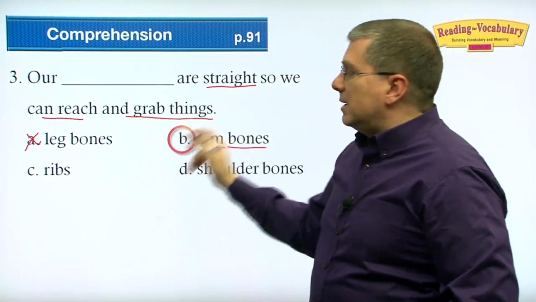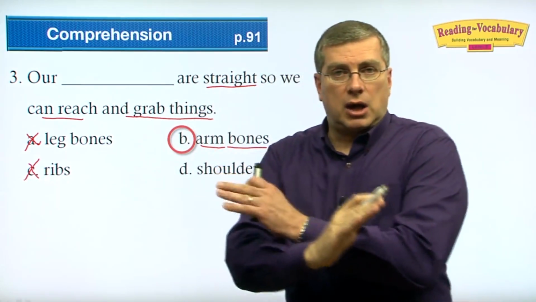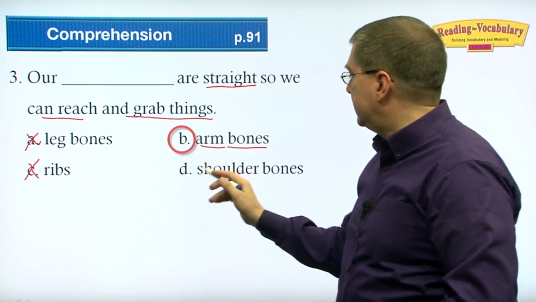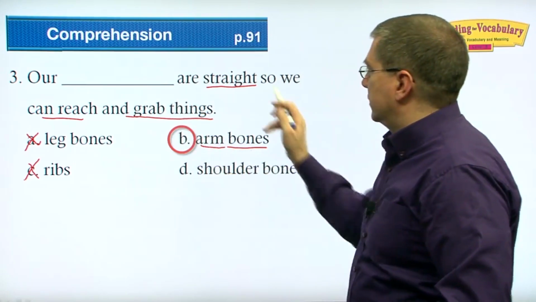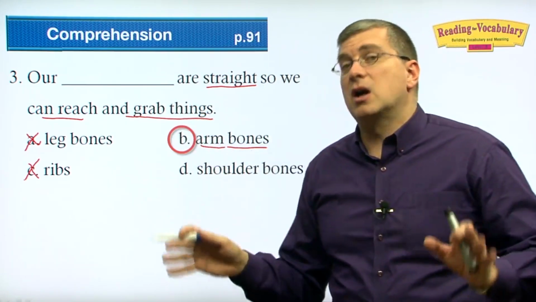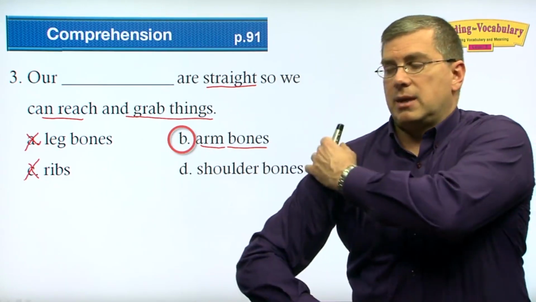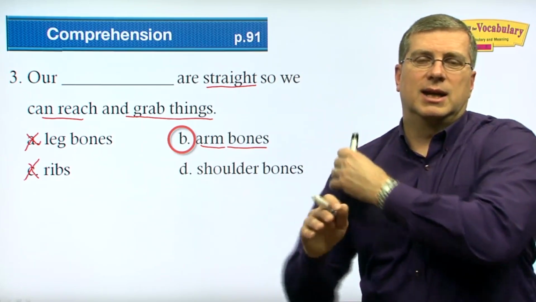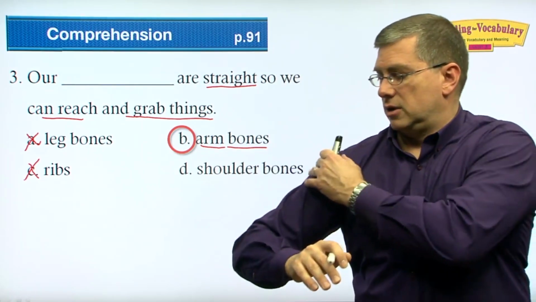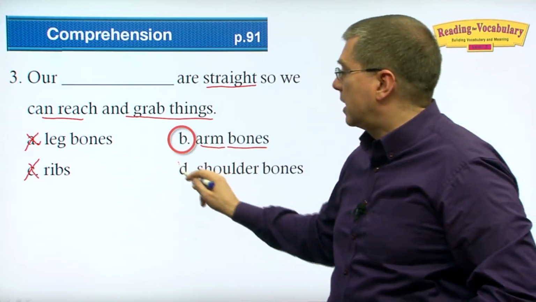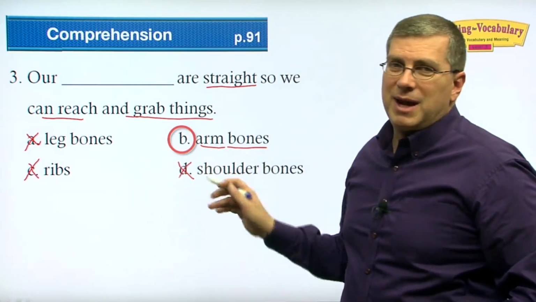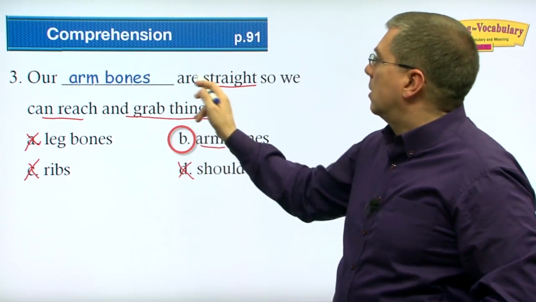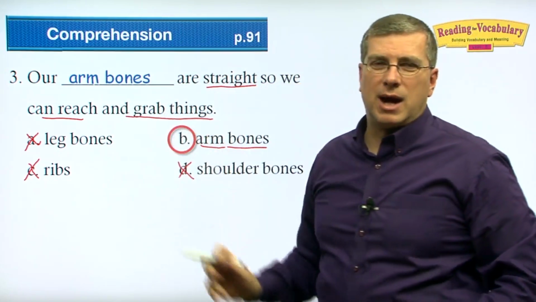Let's look at C. Our ribs are straight? No, right away we know that's not correct because ribs are not straight, they are curved. D. Our shoulder bones are straight. The reading passage didn't talk about shoulder bones, right? But if you think about your shoulder bones up here, they're not really straight, they're kind of curved. It connects your arms to your body, right? So that's not the right answer either, because the reading passage didn't say anything about shoulder bones. Our arm bones, as we know, are straight so we can reach and grab things.